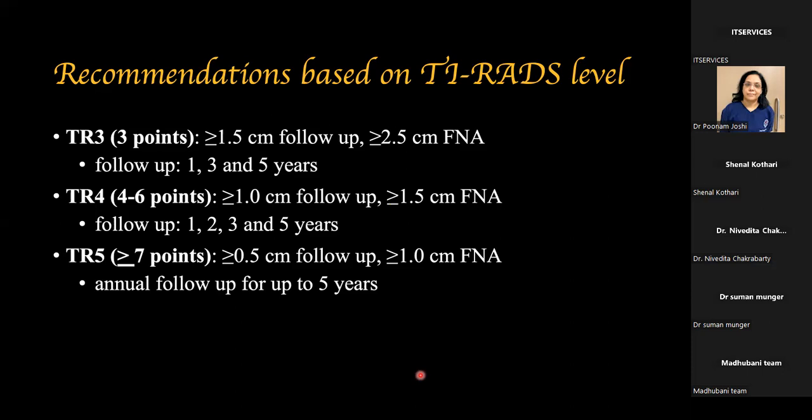And for TR5, which is the highest level, 7 or more points are present. So if the nodule is more than or equal to 0.5 centimeter, then you have to follow up, and if more than or equal to 1 centimeter, then you have to go in and do an FNA. And annual follow-up for such nodules up to 5 years. Now you must be seeing that as the level goes on increasing, the size of the nodule that you need to FNA and follow up goes on decreasing, because the suspicion level also goes on increasing.